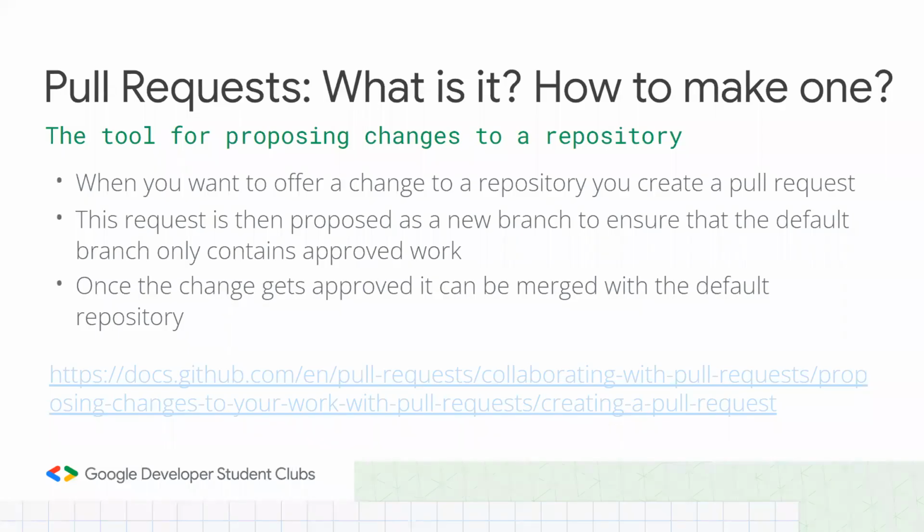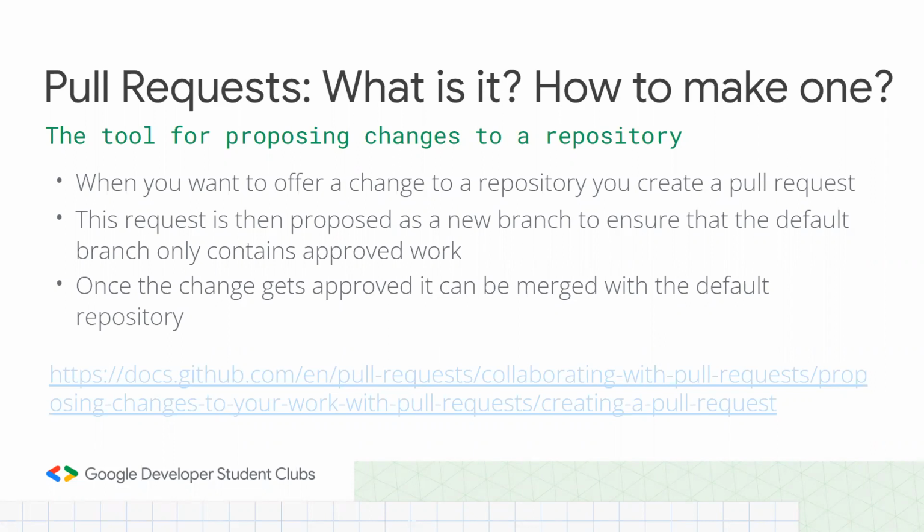The next thing is pull requests as well. So this is just for proposing changes to a repository. When you want to offer a change or you just want to let yourself know of a change that could happen in your repository, you create what's called a pull request. This request is then proposed as a new branch.